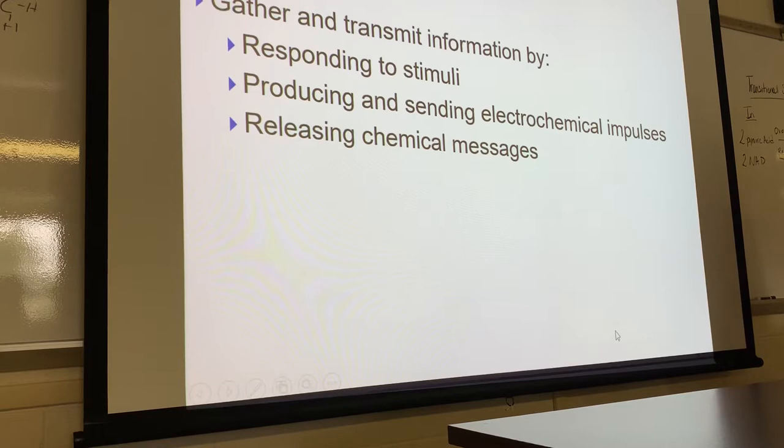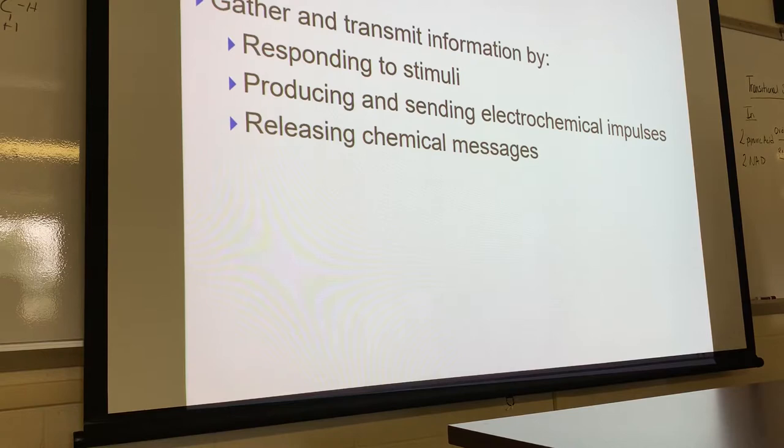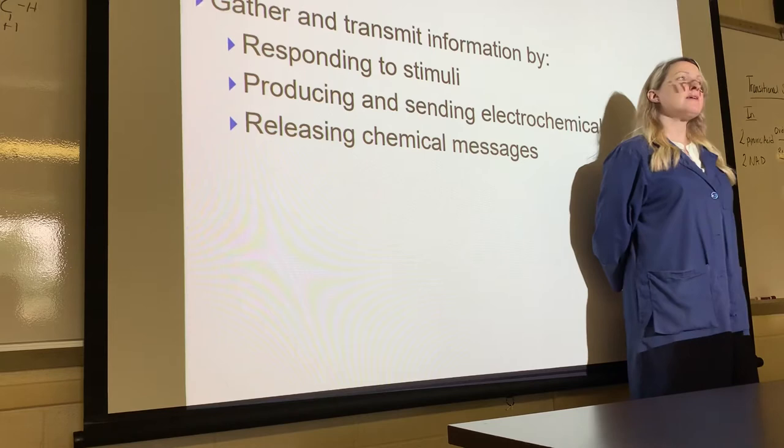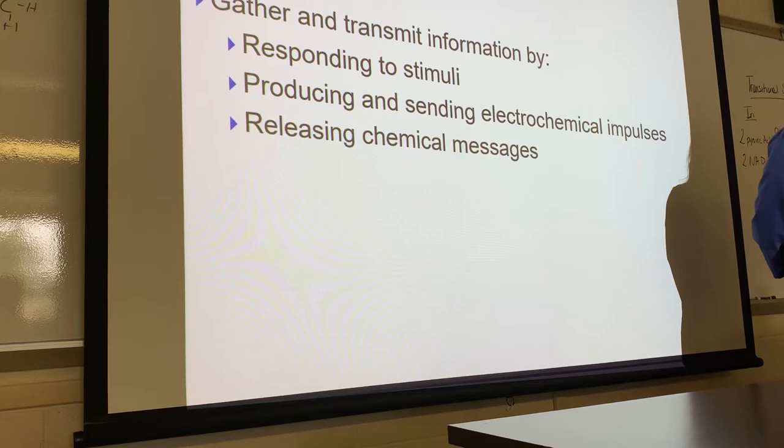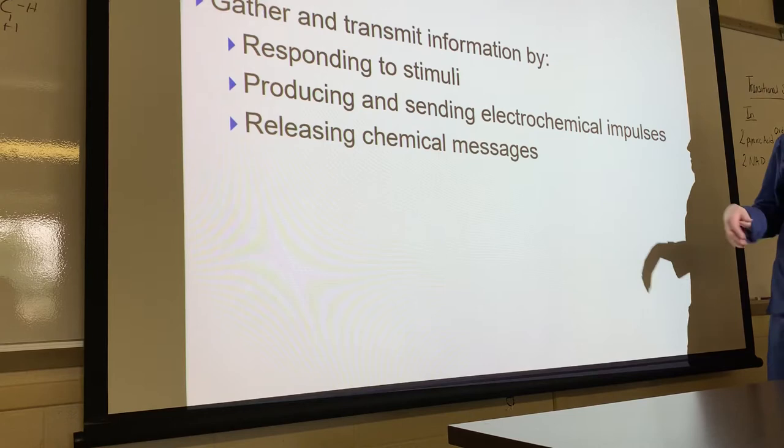So neurons gather and transmit information by first responding to stimulus. We have sensory nerves that pick up information, and that information is sent to certain centers and then ultimately integrated. Then we send out an electrochemical impulse, usually by way of the neurotransmitter, which is a chemical message, to produce some type of response.